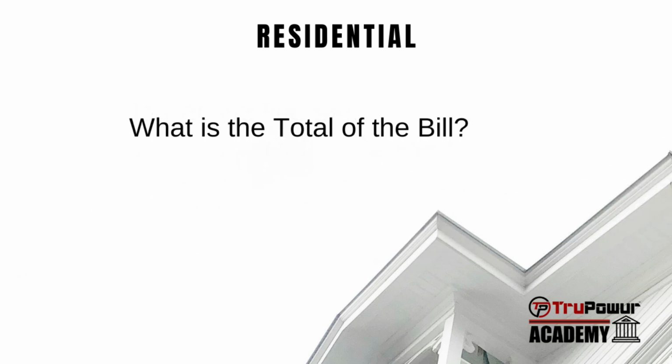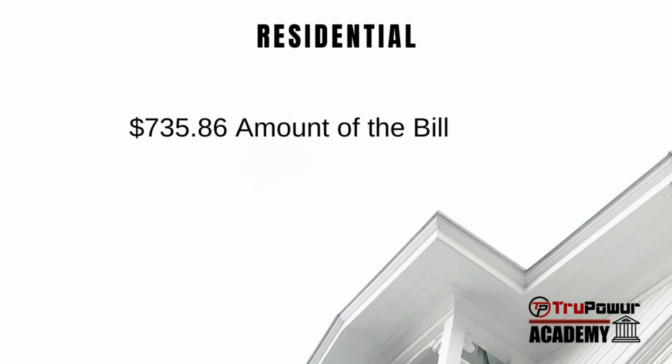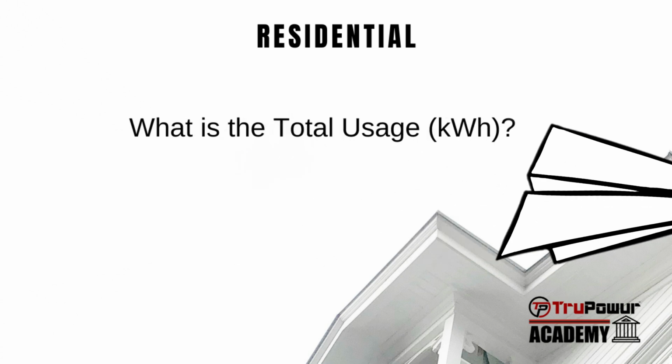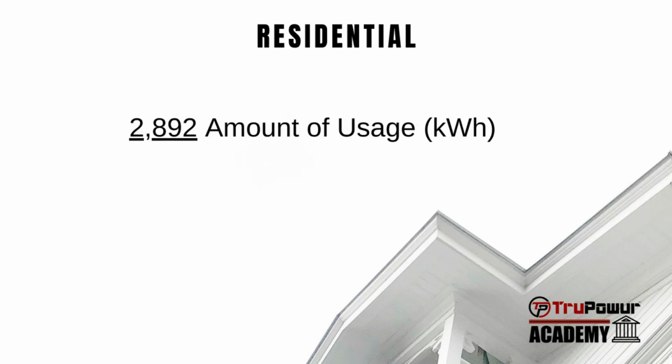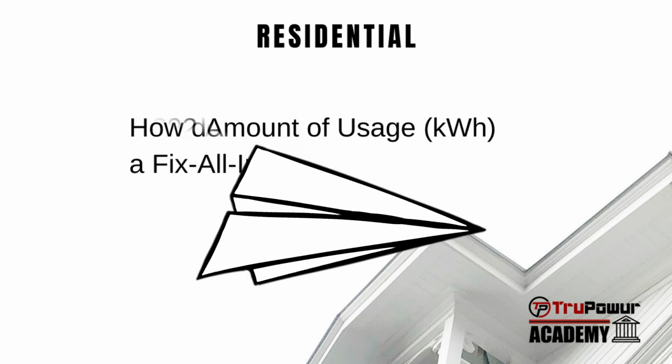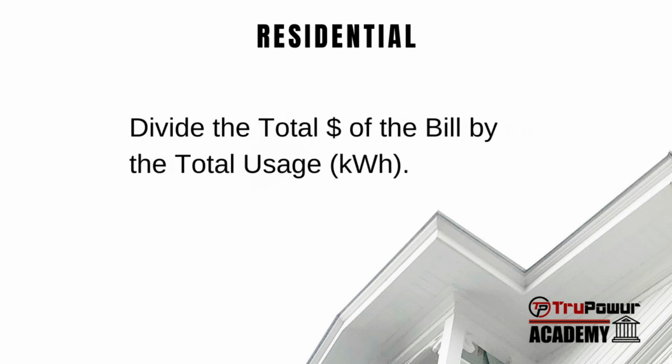Well, what it is, is the total of the bill, which is $735. That's the amount of the bill. And then we need to have the total usage for the month that represents that $735, which is 2,892 kWh. That's the usage for the month. So how do we calculate the rate for the fixed all-in equivalent? Well, we divide the dollars of the bill by the total usage.